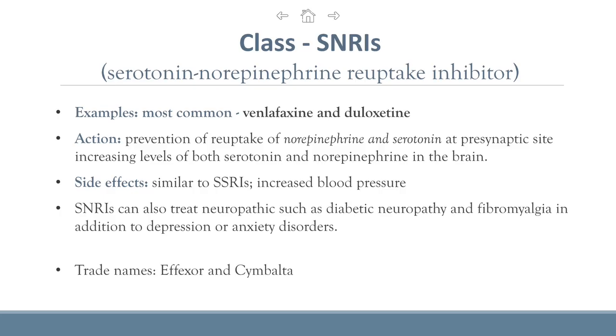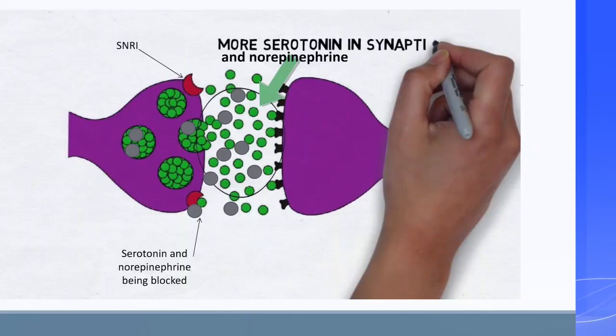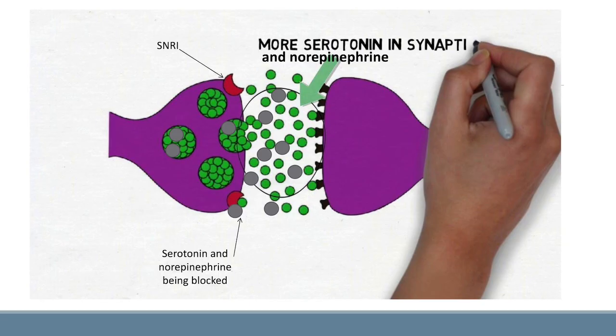Sometimes just increasing those norepinephrine levels in addition to the serotonin levels can just make everyone feel better overall. And so it helps with some of the kind of tricking your brain into helping with pain relief. In this picture here, the gray bubbles are the norepinephrine, the green bubbles are your serotonin levels still, and your SNRI is blocking that receptor site from the uptake of both serotonin and norepinephrine.